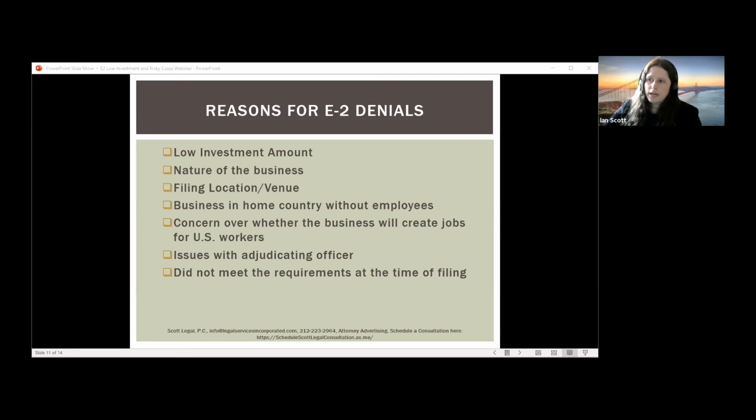Other reasons for denials: the nature of the business can sometimes be difficult. So the things we talked about, real estate, equity trading companies, those types of businesses, are ones where the officers are just going to scrutinize them more closely. So it's especially important you have a strong application if you're in one of those fields.